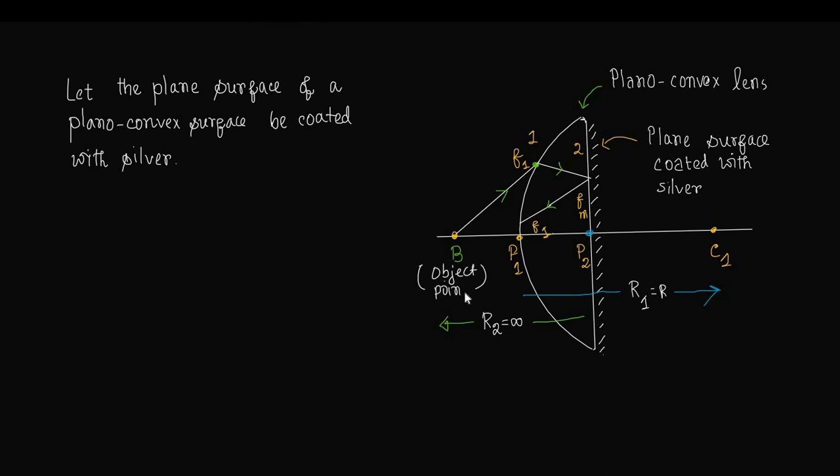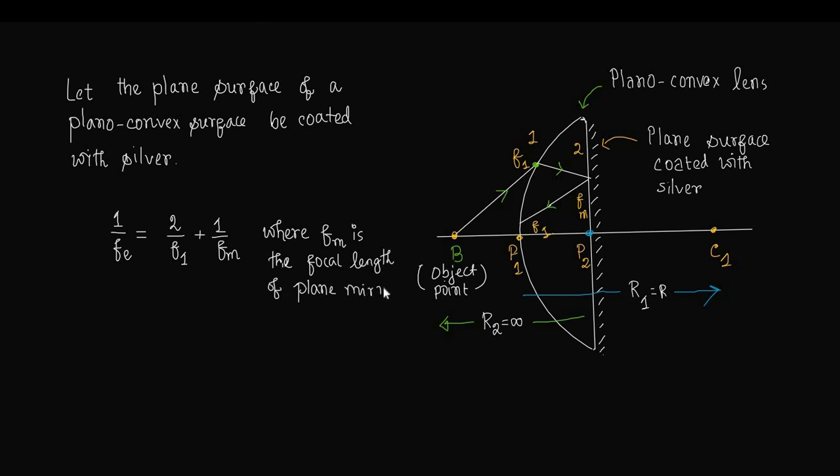B is the object point. Here, the reciprocal of equivalent focal length FE: 1 by FE is equal to 2 by F1 plus 1 by FM, where FM is the focal length of the second refracting surface or plane refracting surface, which is coated with silver and behaves as a plane mirror. FM is the focal length of the plane mirror, that is the second refracting surface of the lens coated with silver.